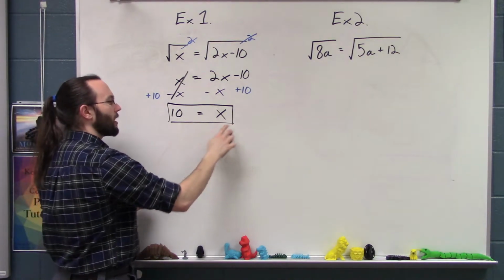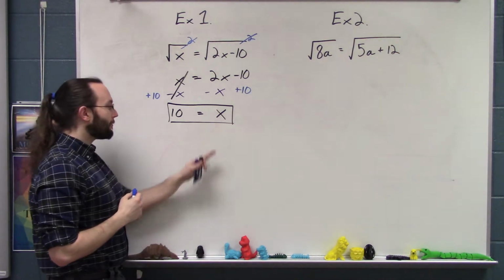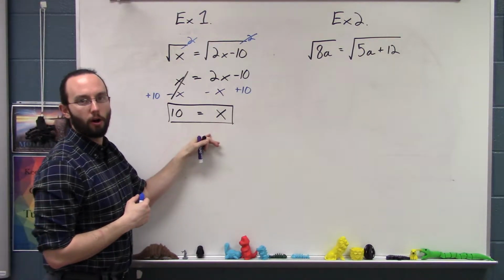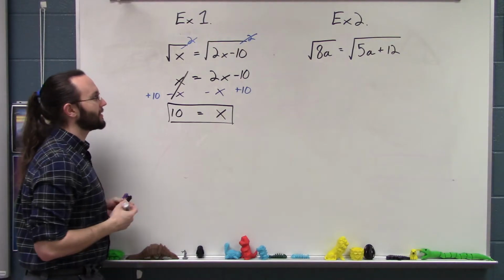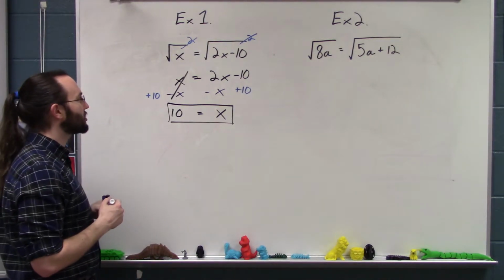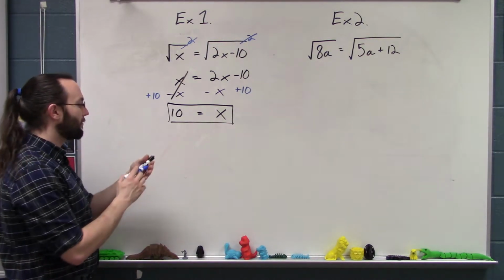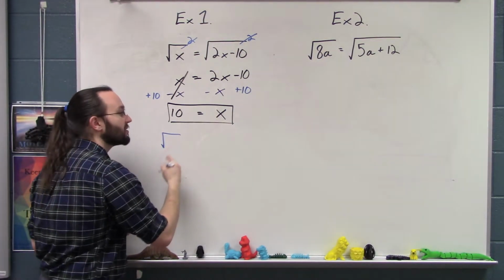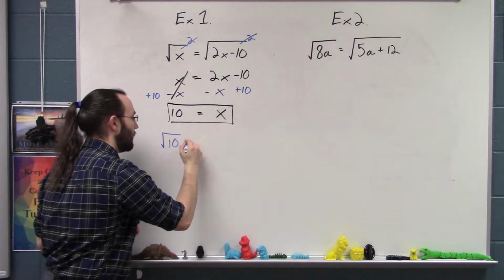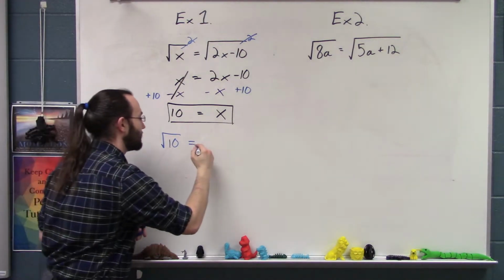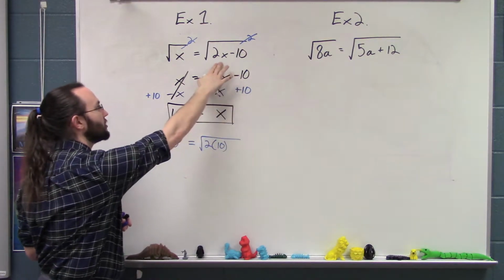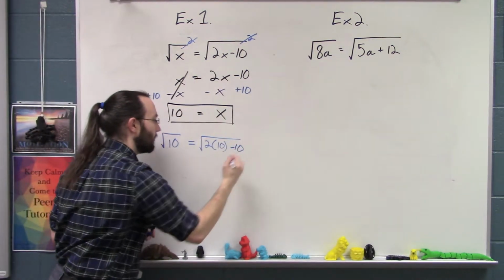Still want to double check our work here. Again, we found this value 10. There weren't too many steps. There wasn't too much that could have gone wrong here. But we want to take that 10, substitute it back in, and just make sure that it does work. So if x is 10, then the claim I'm making is that the square root of 10 is going to equal the square root of 2 times 10, that's the 2x, minus 10.